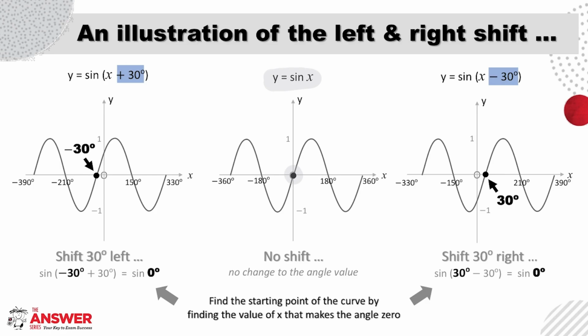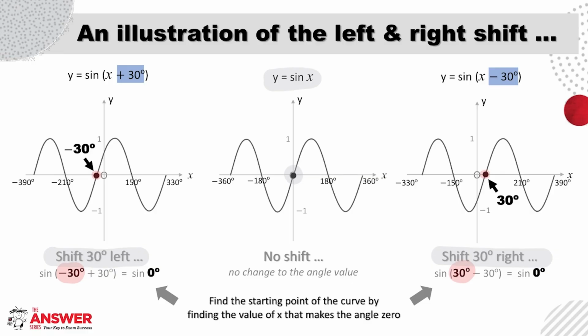If we go across here now to look at y equals sine of x plus 30, we can see that the value for x that makes this bracket 0 is minus 30, and so our graph shifts to the left with the start of the sine wave being at minus 30 degrees. And over here now, with y equals sine of x minus 30, the x value that makes this bracket 0 is 30 degrees, and so the sine graph moves to the right with 30 degrees as the start of the wave.